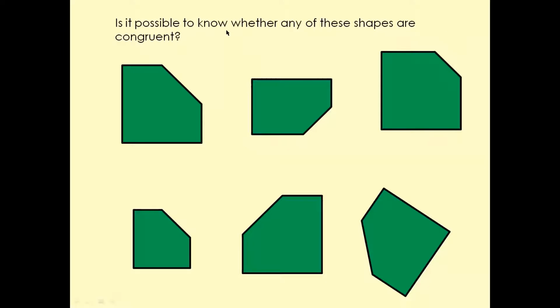Right, is it possible to know whether any of these shapes are congruent? So we can't tell. It's not possible to tell whether these shapes are congruent because we haven't got any measurements. They haven't given us any length of the sides or any angles. They haven't given us anything at all. So it's not possible to tell whether these shapes are congruent or not.